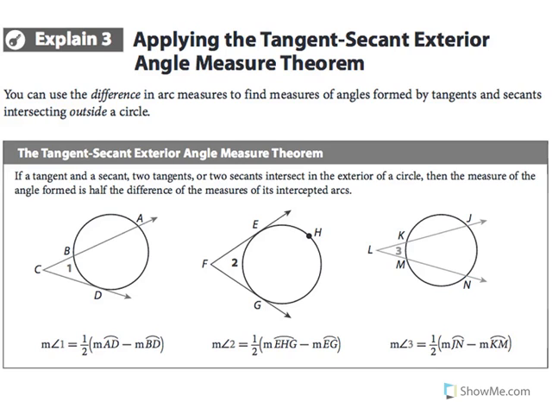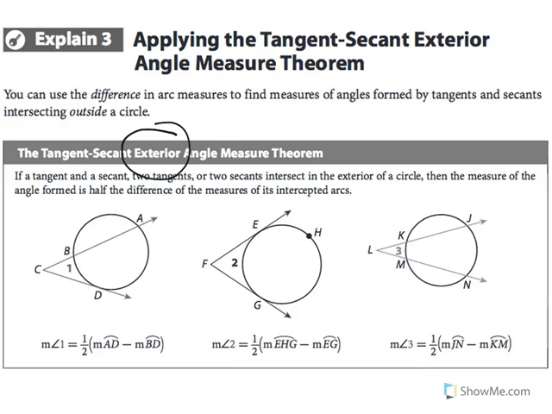Okay, so here is another theorem. This is for tangent, secant, exterior angle. Here we're looking for the exterior angle; in the previous day, we were looking for the interior. If a tangent and a secant, two secants, or two tangents intersect in the exterior of a circle, then the measure of the angle formed is half the difference of the measures of the intersecting arcs.